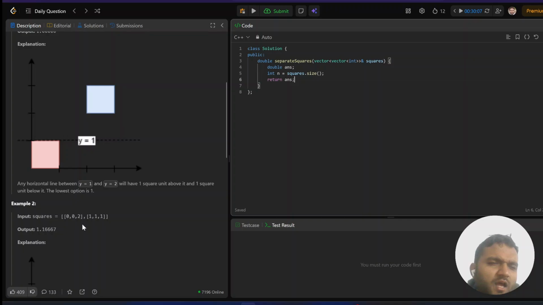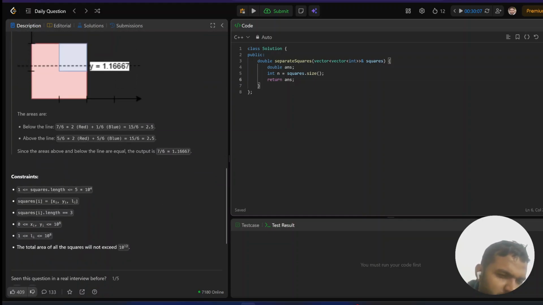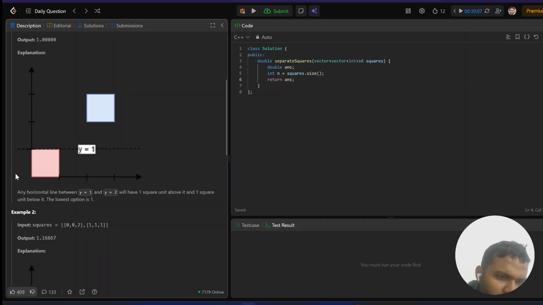What can we think of as extreme brute force? We can start from here; as you can see in the constraints, xi and yi are greater than 0. So first we do y at 0, then calculate the above and below area, then y at 0.5, then y at 1, then 1.5, then 2. There will be a function which will calculate the above and below areas.